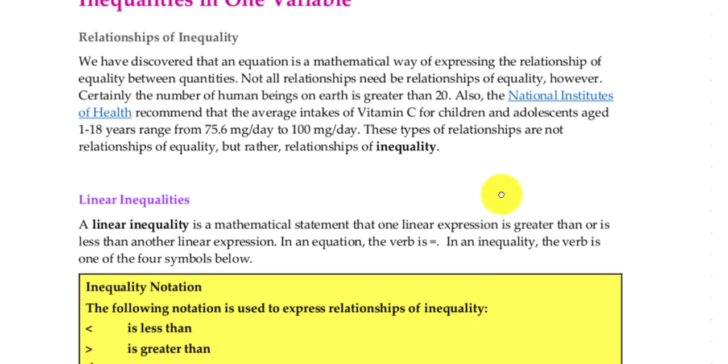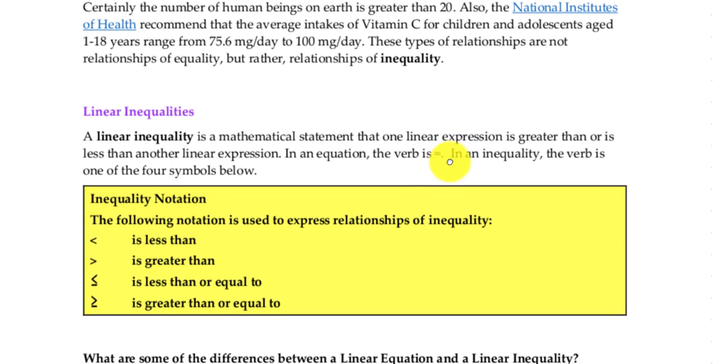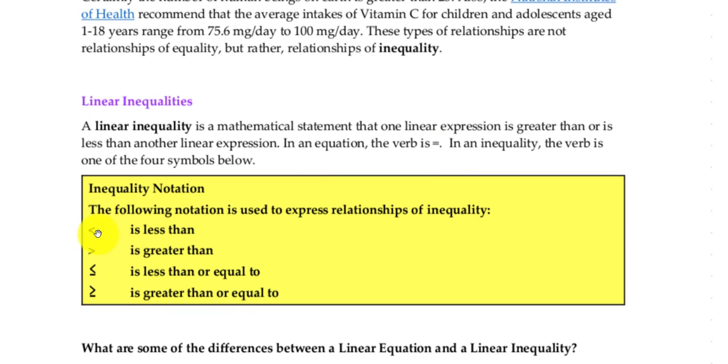The first thing we should do is really just go over the notation here. Inequality notation. If I have an inequality sign pointing to the left, we'll call that is less than. If it's pointing to the right, we'll say is greater than. Pointing to the left with a line underneath would be is less than or equal to, and pointing to the right with a line underneath is greater than or equal to. And traditionally, we put the smaller value on the left and the greater value on the right. Okay.